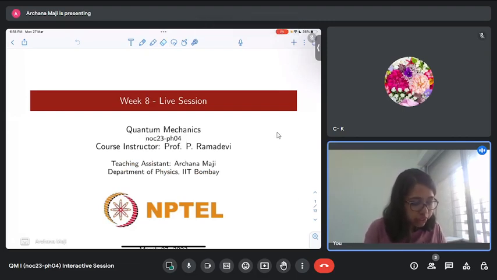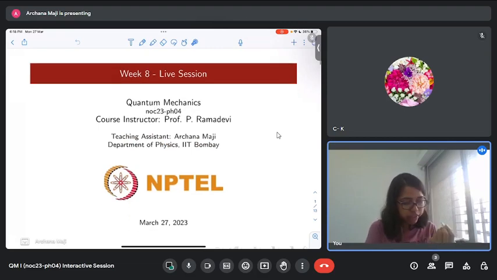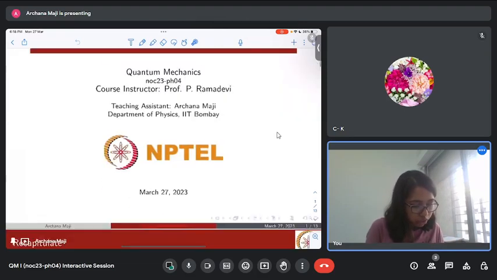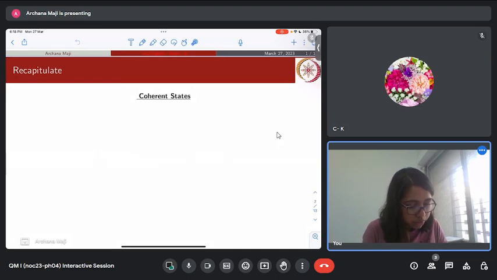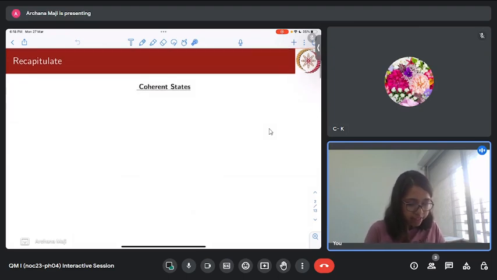So today we are going to solve the 8th assignment of the previous year. In this particular assignment we are mainly going to deal with coherent states. So I thought I'll talk about what these coherent states are before we begin solving the assignment. So what are the coherent states? Coherent states are nothing but eigenstates of the annihilation operator.